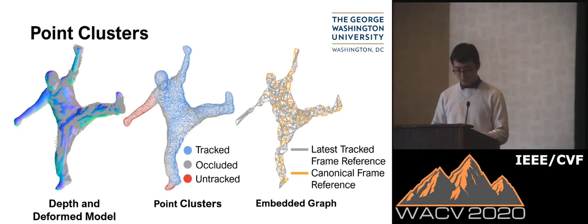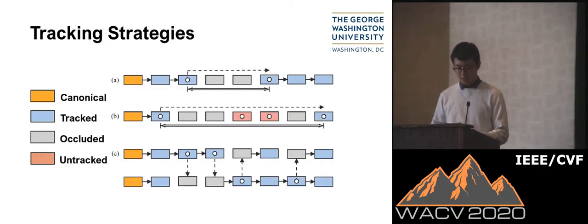We further cluster vertices of the canonical model into tracked, occluded, and untracked regions. For each region, we use different tracking strategies. For tracked regions, we use the canonical frame as the reference. For occluded and untracked regions, we use the latest tracked frame as the reference. We also apply an L0 regularization to adjust the weight of the reference frame in joint regions.